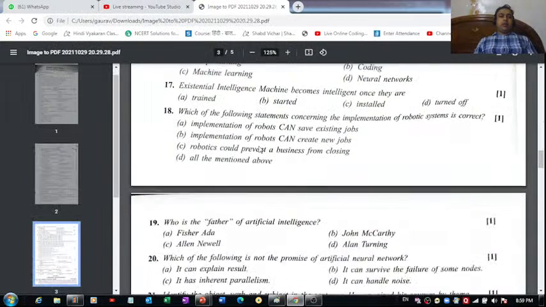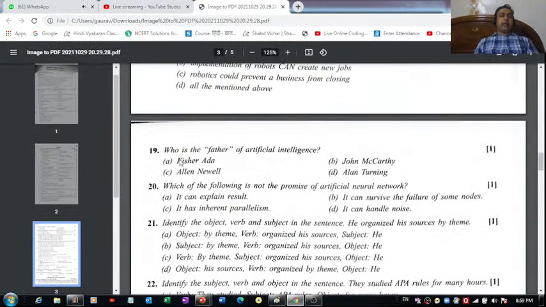Then we have question number 19, which is, who is the father of artificial intelligence? We all know that it's John McCarthy, who introduced the concept of artificial intelligence for the first time in a conference.